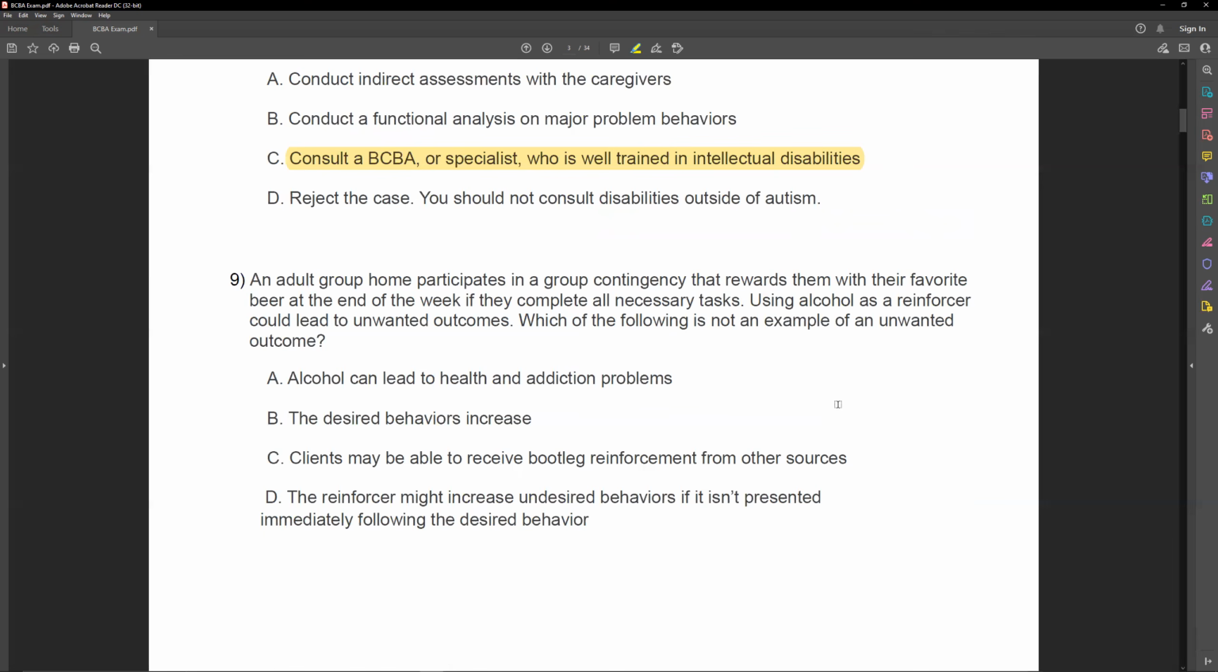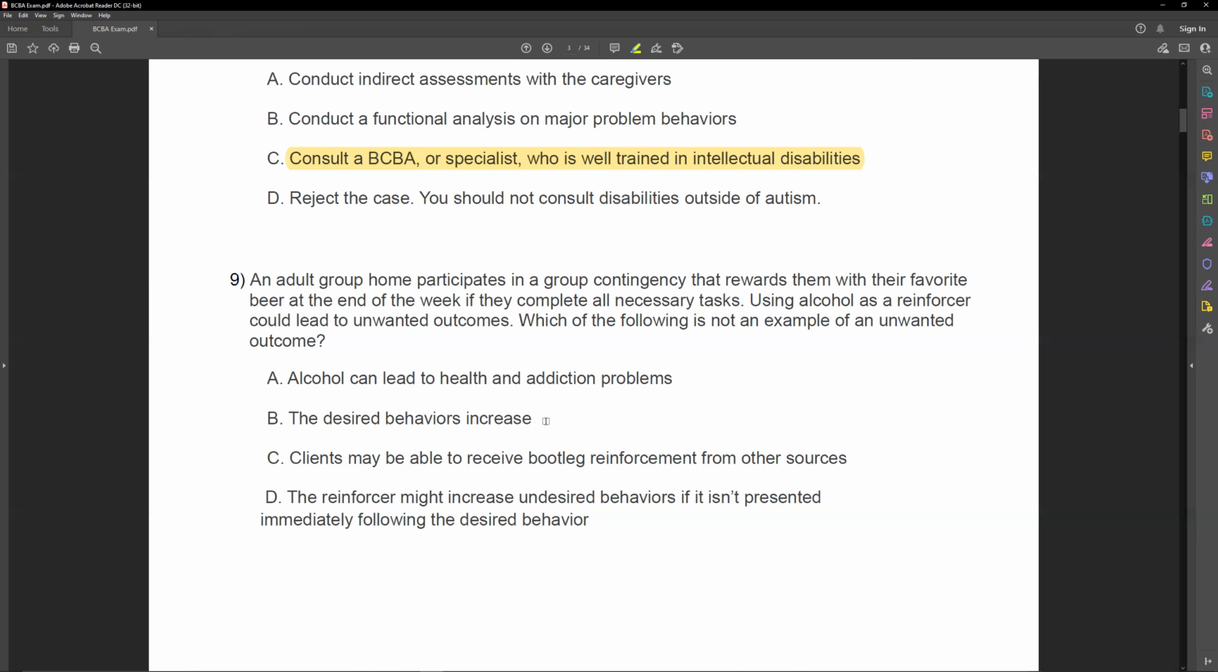Okay. A, alcohol can lead to health and addiction problems. Well, this would be an unwanted outcome. Obviously, we don't want our clients to have health and addiction problems. Okay, so A is out. B, the desired behaviors increase. Sure, if we're using alcohol as a reinforcer, then we want a behavior to increase. That is not an unwanted outcome, right? We want that to happen. Okay, so B looks good.